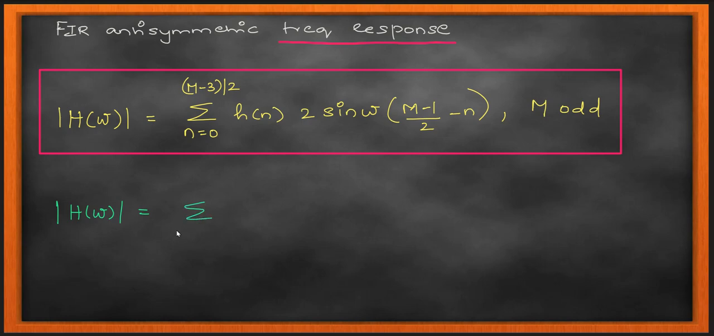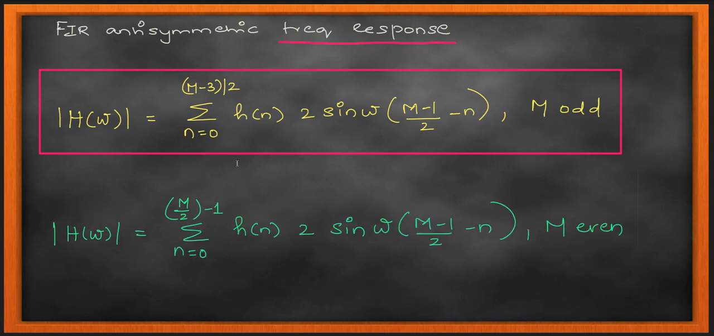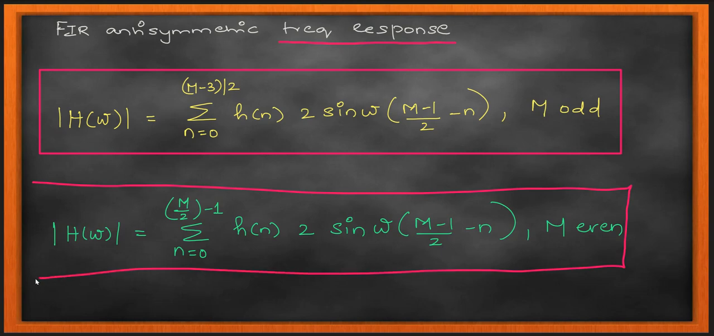So we have seen the FIR representation for M odd and M even. We have seen symmetry, anti-symmetry, and also the magnitude response for all four types, type 1, type 2, type 3, and type 4. And now we'll be doing numericals on these in our next class.